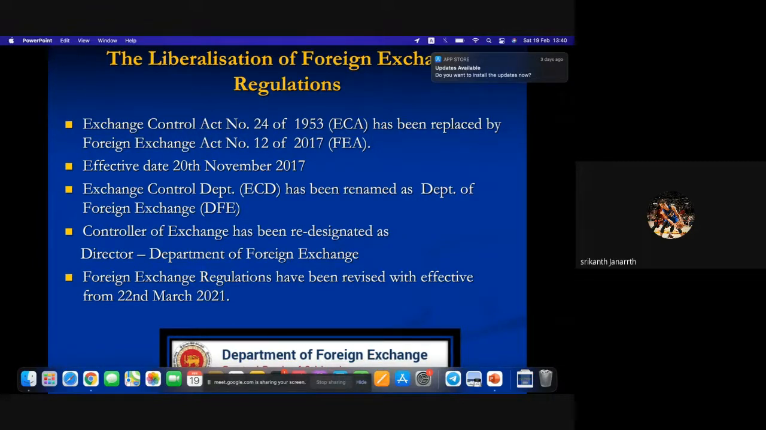So the name has been changed. Then the person who's heading the division, called Controller of Exchange, has been redesignated as Director, Department of Foreign Exchange. So you could see some of the good changes have been done. The Exchange Control Act has been taken off, replaced by the Foreign Exchange Act, which is very decent.